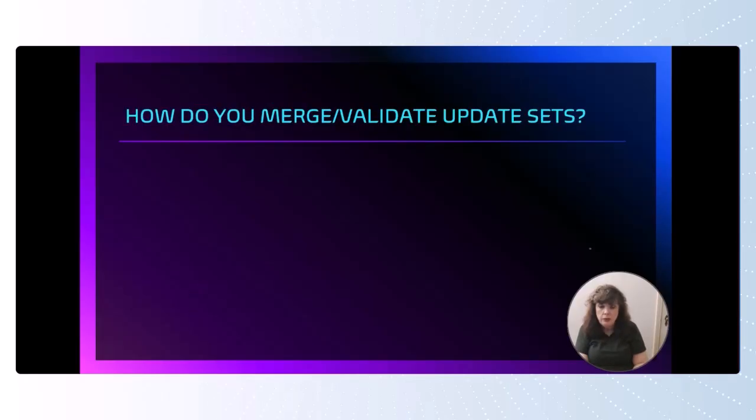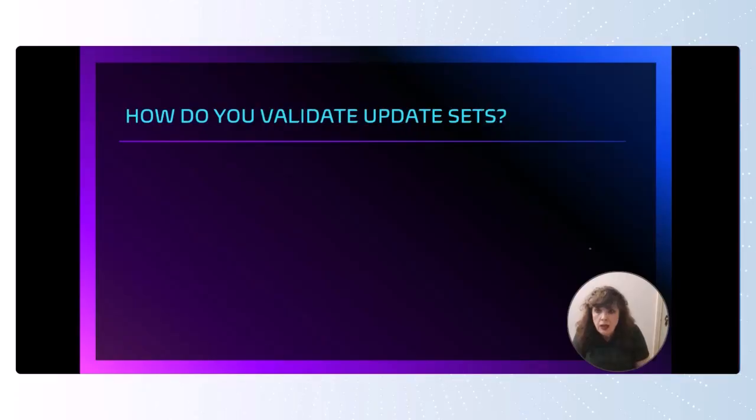How do you merge or validate update sets? First, merge. You would go to the system update sets, then retrieve update sets, and click on merge update sets. How do you validate update sets? Navigate to the retrieved update sets and then click validate.